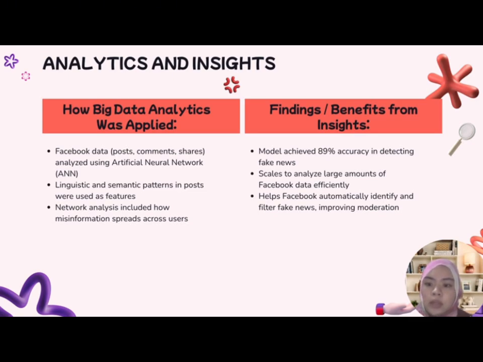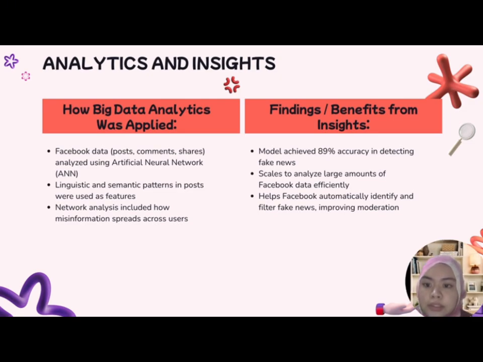The third one, network analysis, including how misinformation spreads across users. Besides the content, the study also considered how fake news spreads. Fake news usually moves quickly across certain user groups or networks. By analyzing this spread pattern, the system gained better insight into how misinformation travels, making detection more accurate.